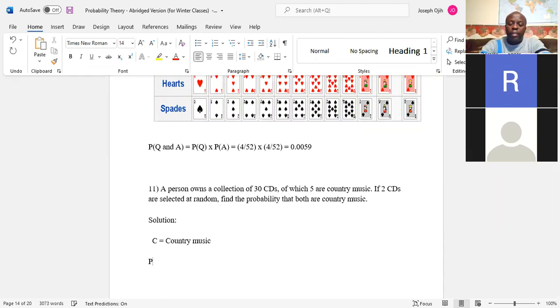So the probability that C1 is a country music and C2, that's the second CD, is also country music. You can get that by applying the rule. Remember, we assumed that he didn't replace it because they didn't tell us if he replaced it. It means the probability that the first CD, C1, is a country music times the probability that the second one, C2, is a country music, given that C1 is already a country music.